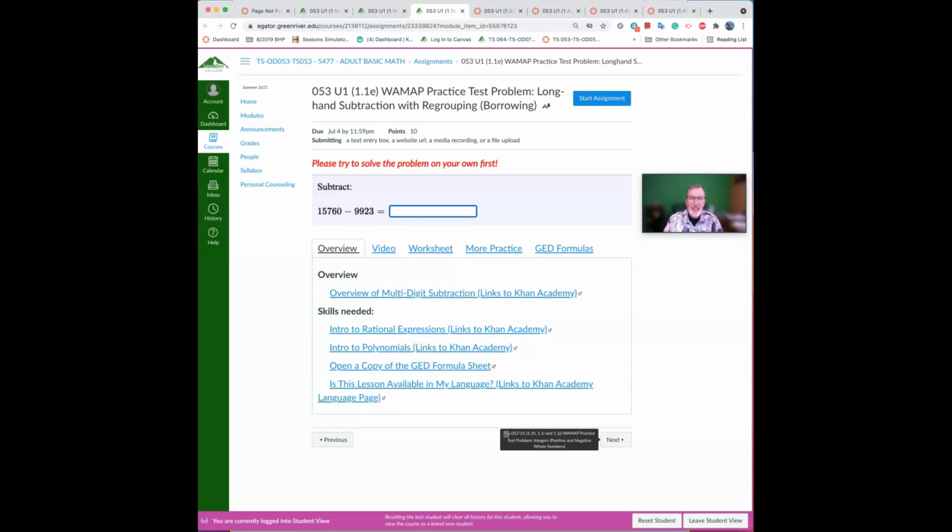Hello everybody, this is another example of a longhand subtraction problem. We have a 5-digit number and we're subtracting a 4-digit number from it. The important thing to remember with addition and subtraction is that you have to line things up first. With whole numbers, we're lining up the ones, tens, hundreds, and thousands columns. And with fractions, we'd be lining up the denominators.